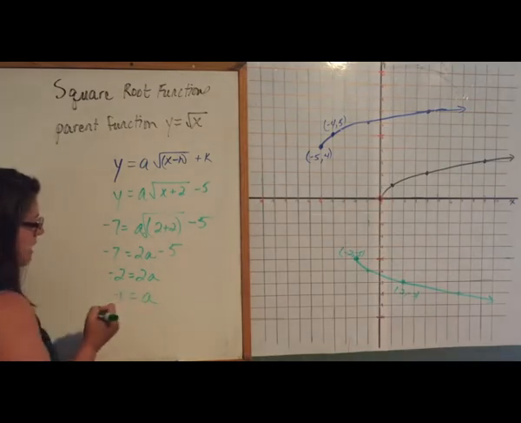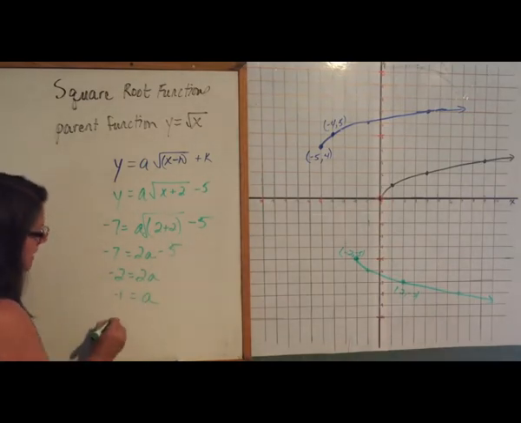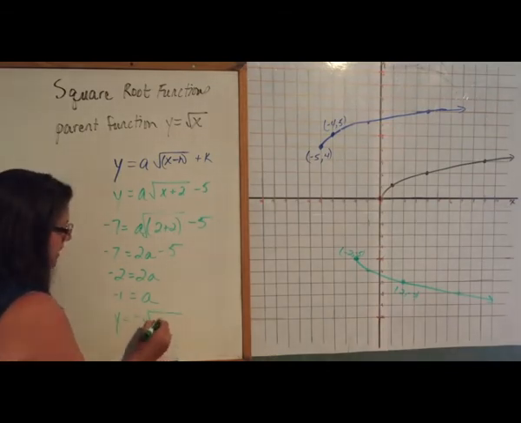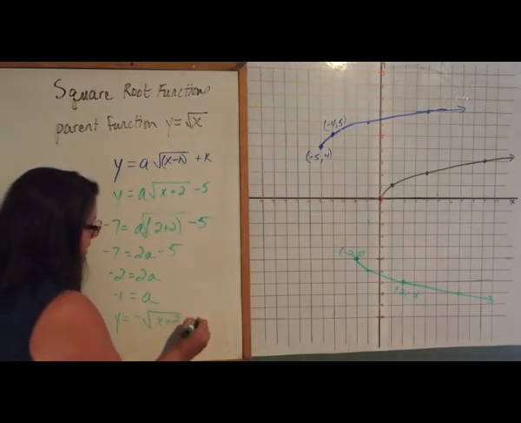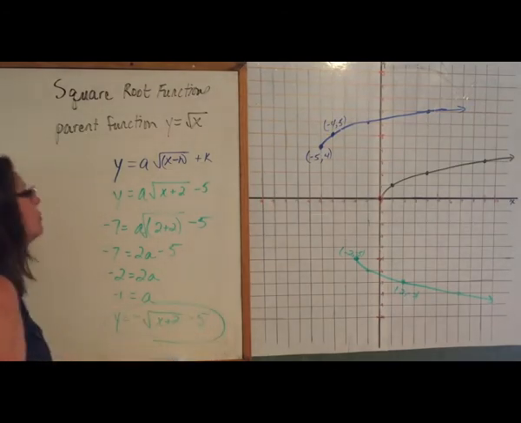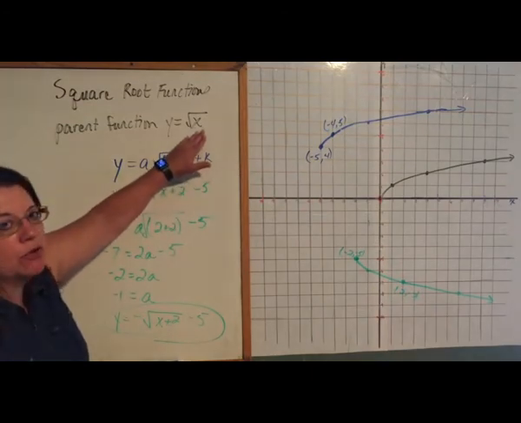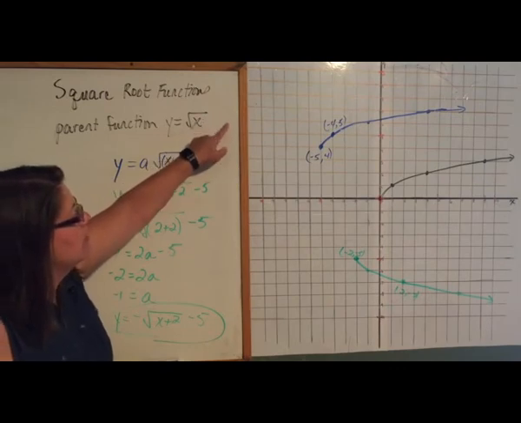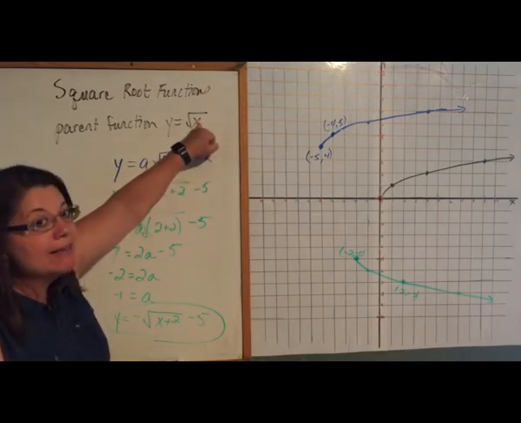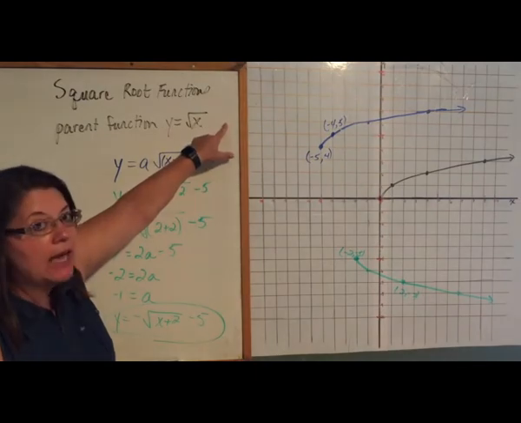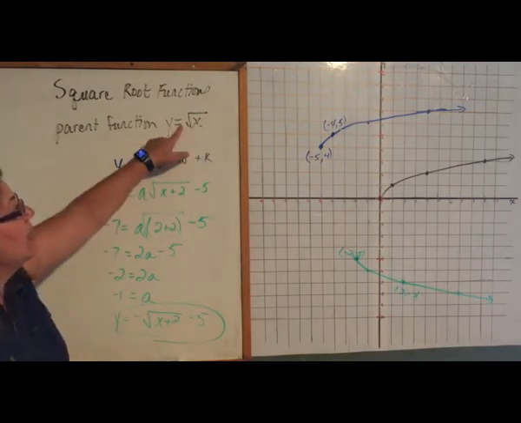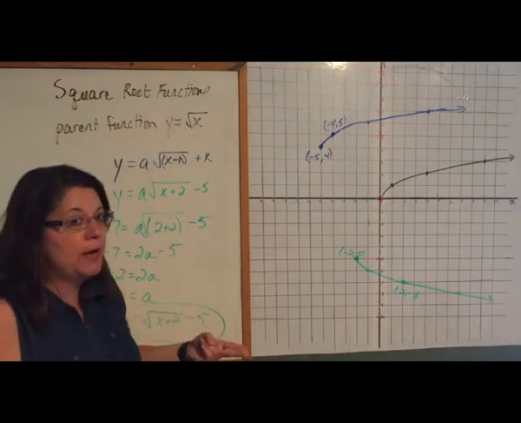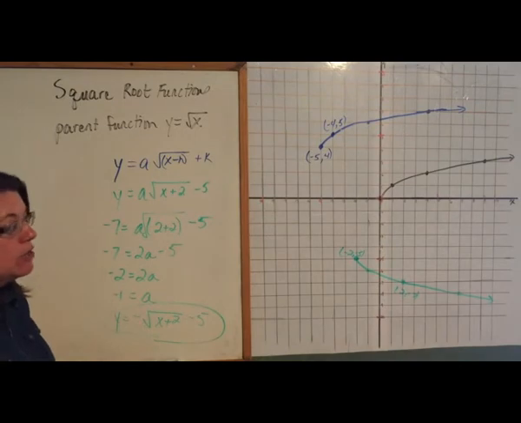So a will be negative 1. So the equation for that line is y equals negative 1 times the square root of x plus 2 minus 5. So if you know what the parent function is for your square root, and you know h and k, h is on the inside, k is on the outside, the inside number gets a minus h, the outside gets a plus k, and the a value is in front, then all you need is your starting point and another ordered pair, and you can find the entire equation for that square root function.